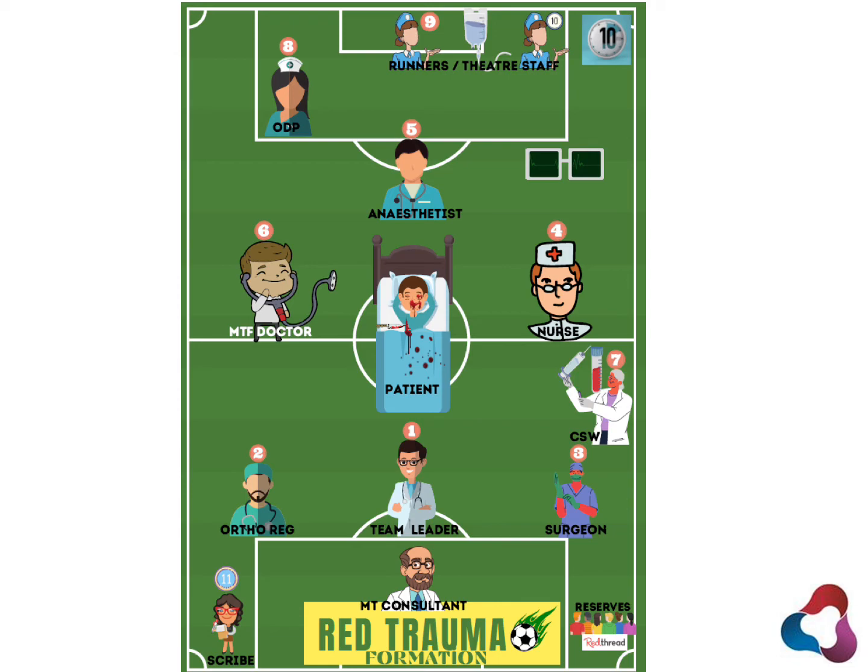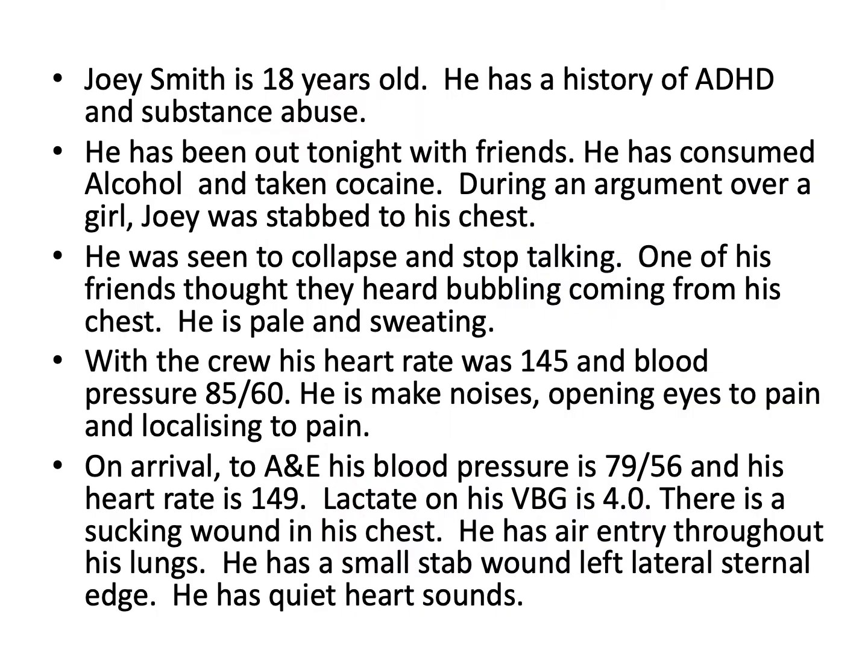So moving on to the final case. Case number 3. Joey Smith is 18 years old. He has a history of ADHD and substance abuse. He has been out tonight drinking with friends. He has consumed a large amount of alcohol and taken cocaine. During an argument over a girl, Joey was stabbed to his chest.